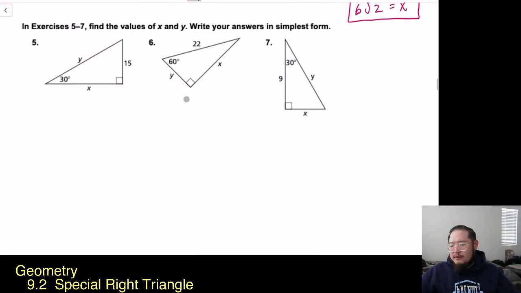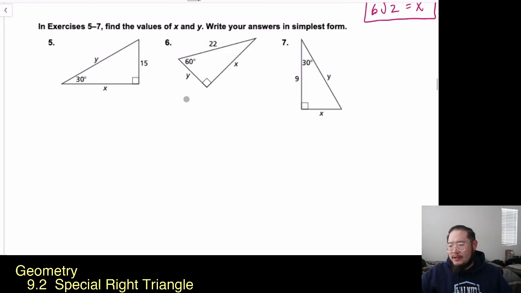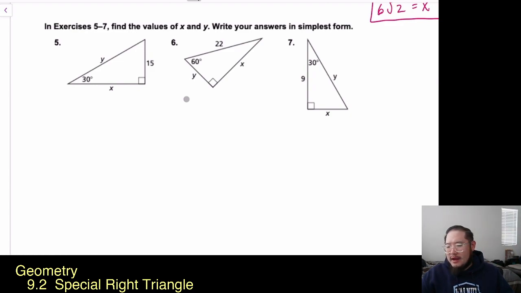Well, look at number 5. This looks like we have a 30, 60, 90 special right triangle. Okay, we got 90 degrees. One of the angles is 30, so that missing one has to be 60, right? Because the interior angles of a triangle have to equal 180. And so now it all works.